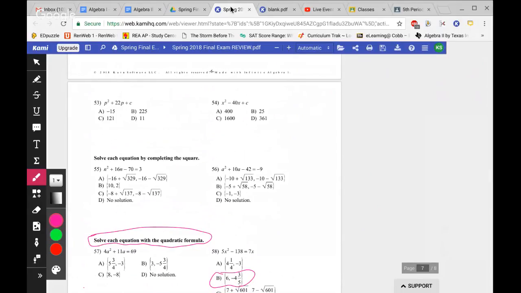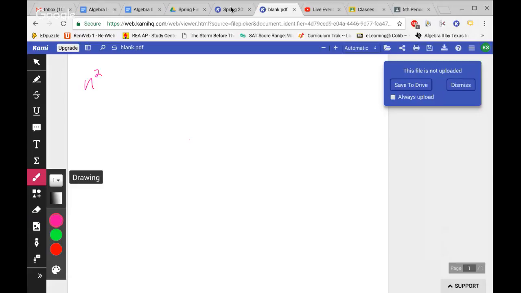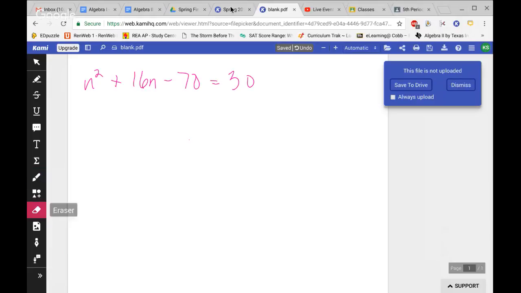So why don't I do 55 and 56? Okay. Would you all mind reading me 55, or one of you? What is it? N squared plus 16n minus 70 equals 3. My apologies. Okay. All right.